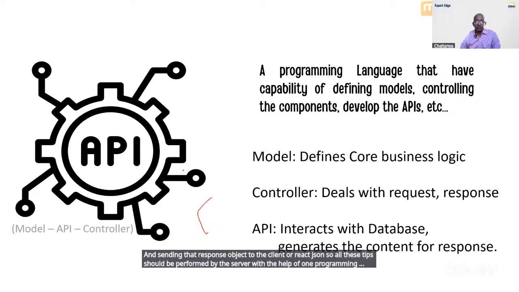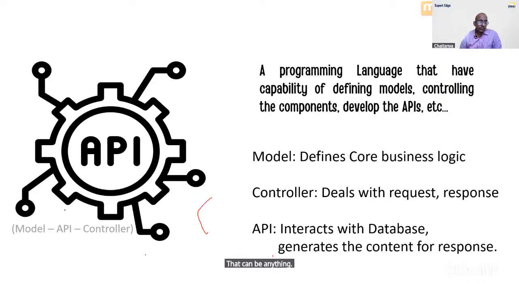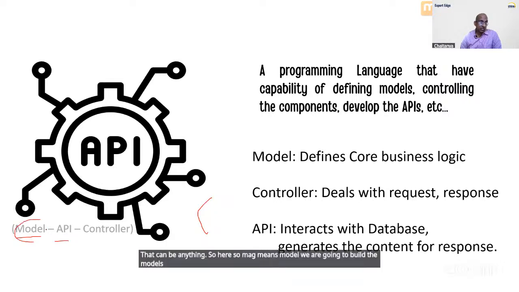That can be anything. So here, MAC means model. We are going to build the models, meaning the core business logic. For example, in redbus.in, let us say Delhi to Gurgaon.